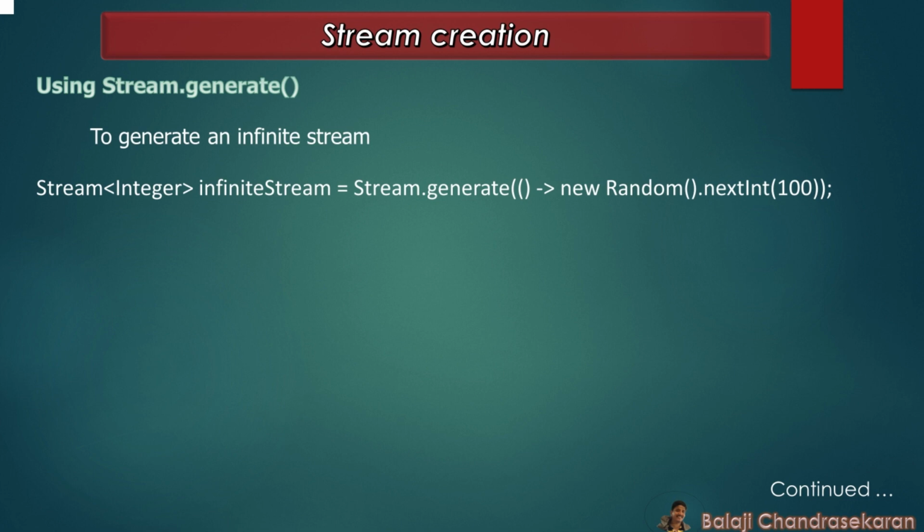The Stream.generate method is useful when you need to create a stream with an infinite number of elements, such as when generating random numbers or iterating over a sequence. It is important to use the limit or other limiting operations to avoid processing an infinite stream indefinitely.